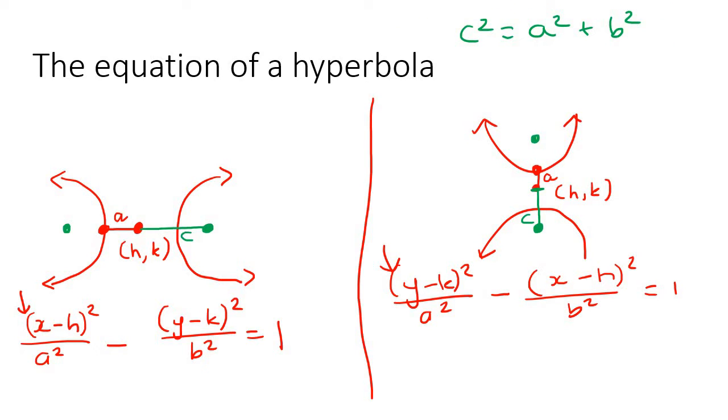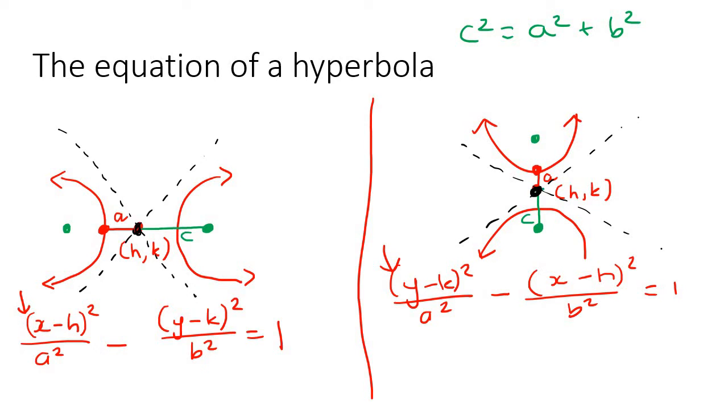The next thing we need to talk about is asymptotes, and then after that we're going to do a whole bunch of examples. Asymptotes are lines that go through the center, and they go diagonally like that, and diagonally like that. The vertical one does the same thing, diagonally like that, and diagonally like that.